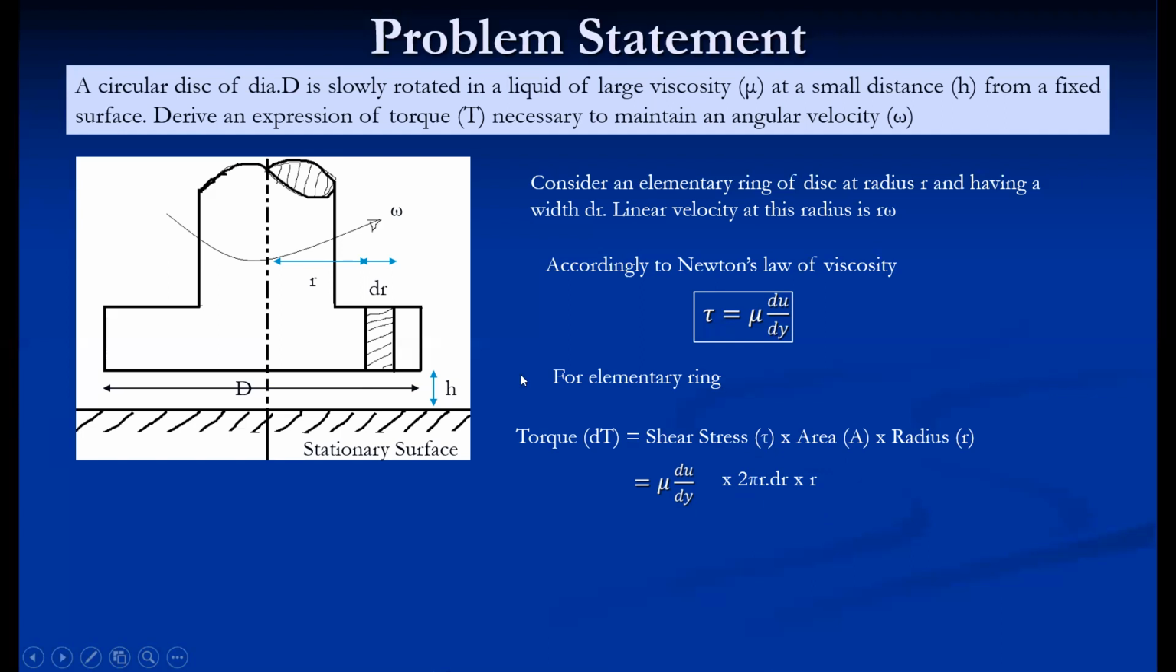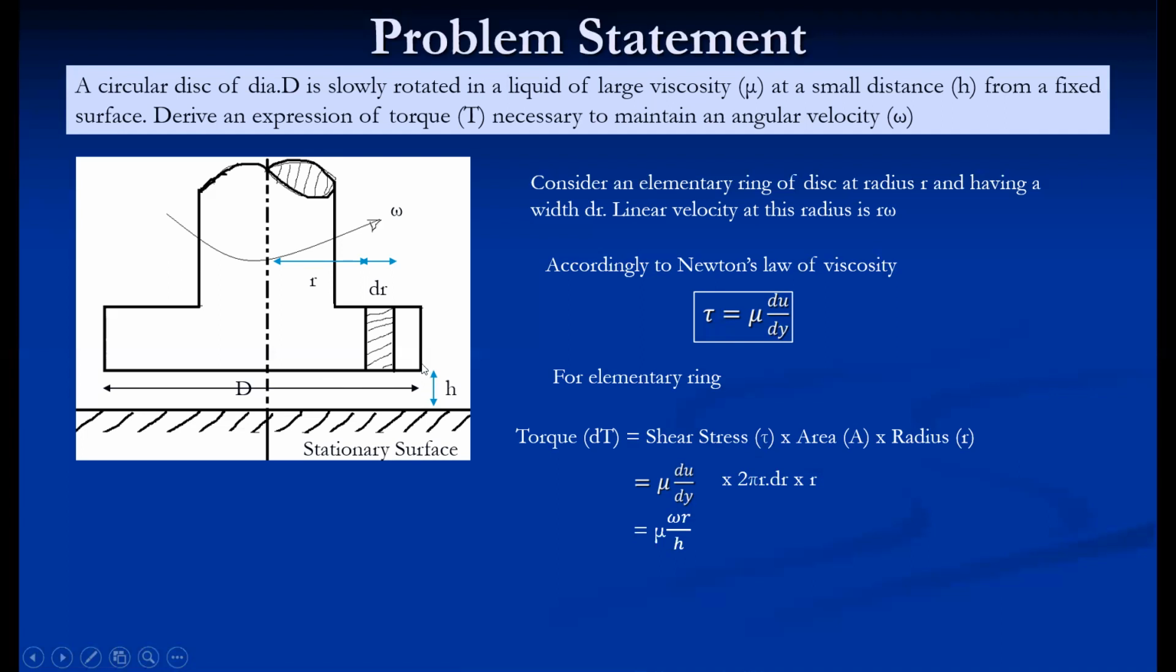That is 2 pi r dr into radius r. Now in this equation, again, instead of u we can put r omega, and instead of dy we can put h. So obviously it is u by y. So instead of u, we can put r omega. So this is the torque that is applied for only the ring.